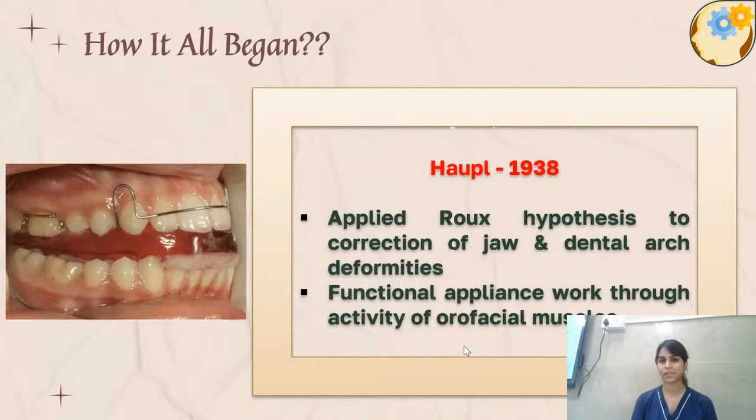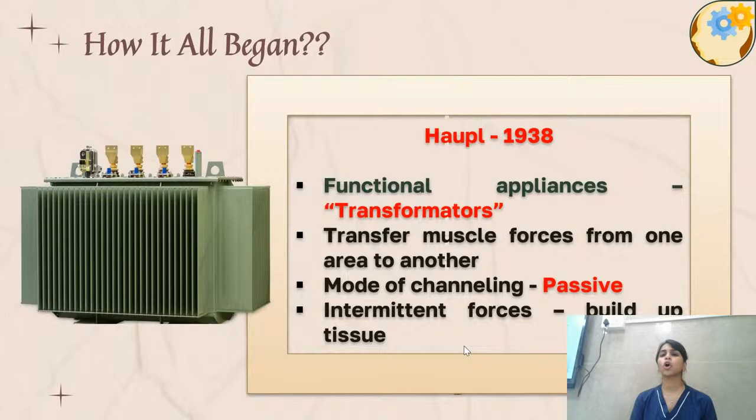Following Roux's hypothesis, Häupl applied this hypothesis to correction of jaw and dental arch deformities. According to him, functional appliance worked through activity of orofacial muscle, which was proven over the years. Häupl called functional appliances transformators. According to him, functional appliance was used to transfer the muscle forces from one area to another, wherein the mode of channeling was passive, and it was the intermittent force which was required for the buildup of tissue and had to be incorporated in functional appliance therapy.